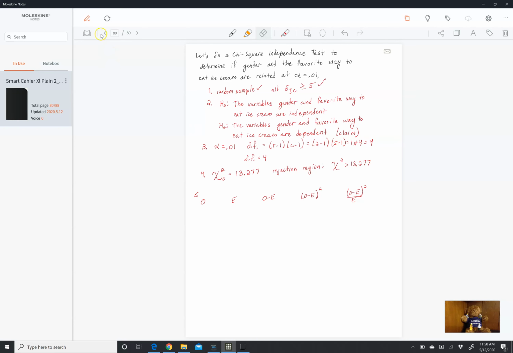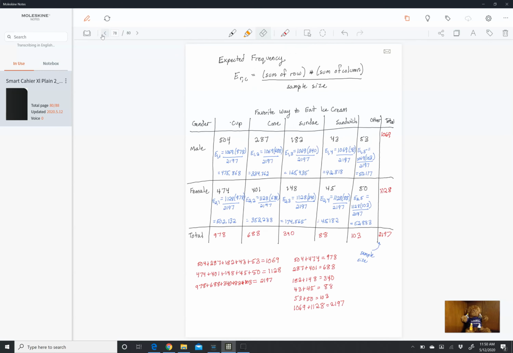Well, let's go back to that chart. So you need to make sure that one of these is in the O column, one of these is in the E column, right? And these are next to each other because this is what you're comparing, the 504 to the 475.868. Now, it makes no difference what order you go in. So you could do the 504 and the 475.868 as the first row of that table, and then 148 and 174.565 as the second row of that table. The order makes no difference.